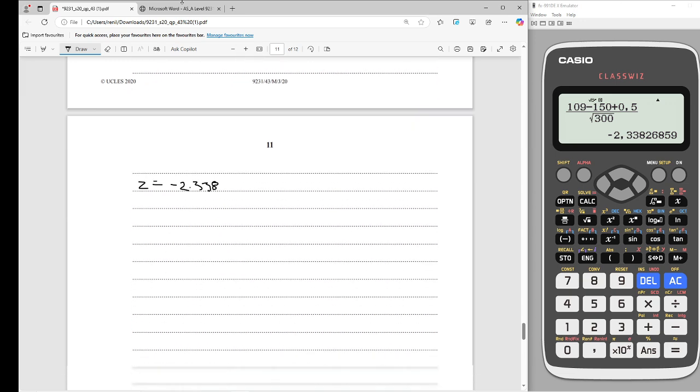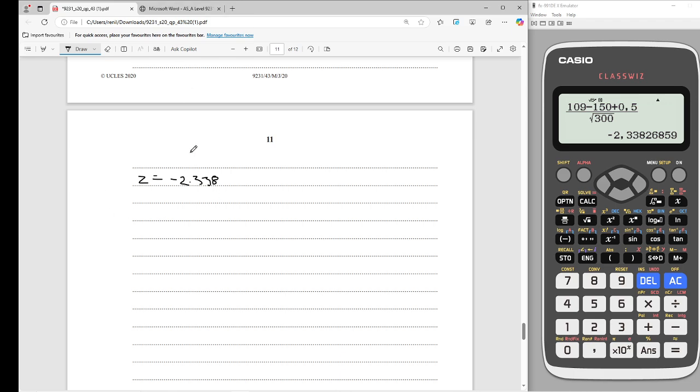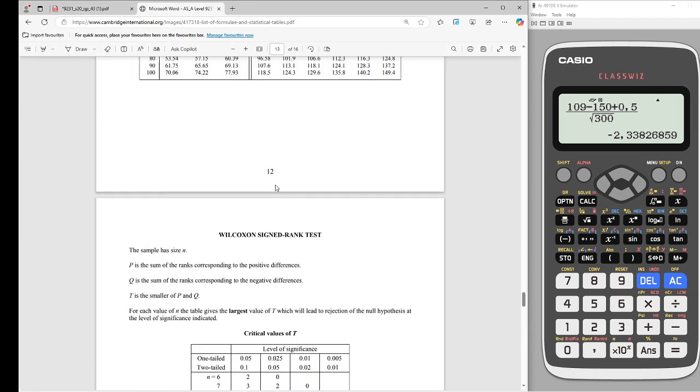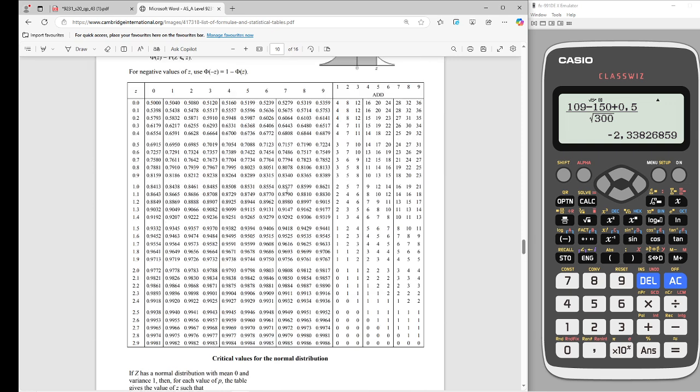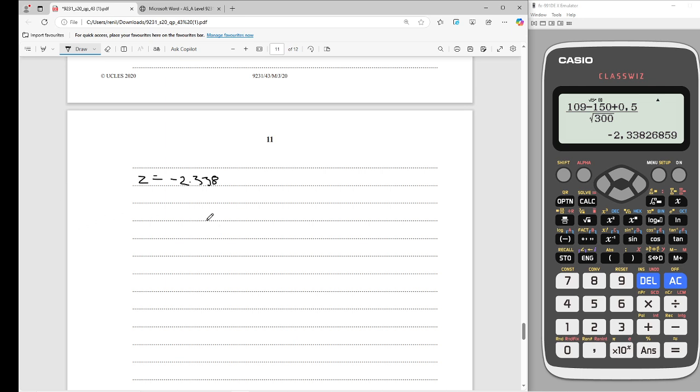It's because now we need to calculate the probability of z. What this means is that we're going to be using the normal distribution, which is right here. To calculate this, we need 4 decimal places to be absolutely precise. So that means that we need first to calculate the probability of negative 2.338. It will be equal to 1 minus the phi, I think it's called phi, of positive 2.338.